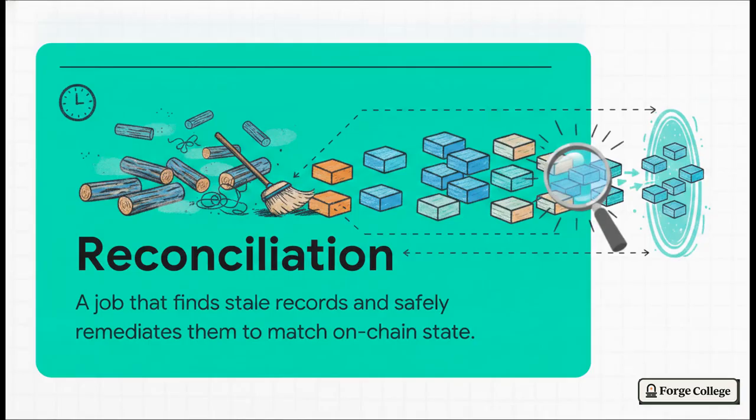But what do we actually do with all those logs when something inevitably gets stuck? We use reconciliation. Think of this script as your system's digital janitor. It wakes up every few minutes, sweeps through the database looking for stale processing or failed records, checks the actual Solana blockchain to see what really happened, and then safely heals those inconsistent records. It keeps your off-chain database perfectly mirrored with the immutable on-chain history.